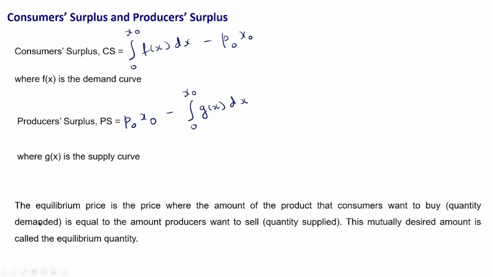Next we have the equilibrium price. The equilibrium price is the price where the amount of product that the consumers want to buy, that is the quantity demanded, is equal to the quantity supplied. And the associated quantity, the associated amount, is called the equilibrium quantity. So these are the various formulae that we have studied in integrals.